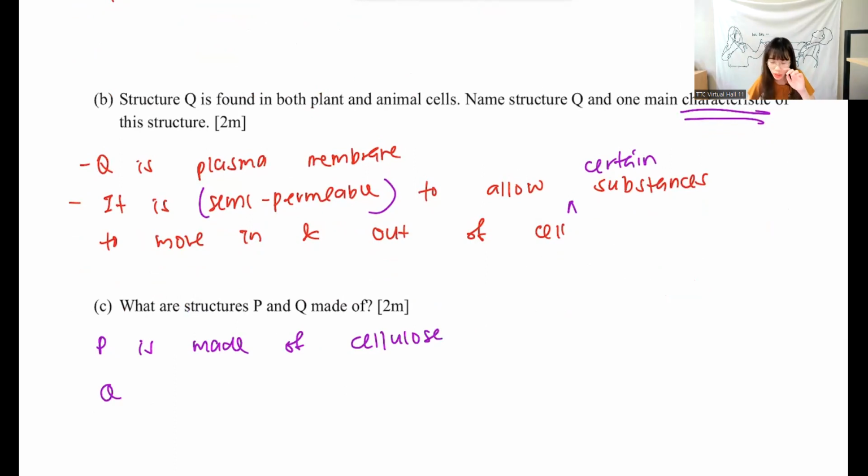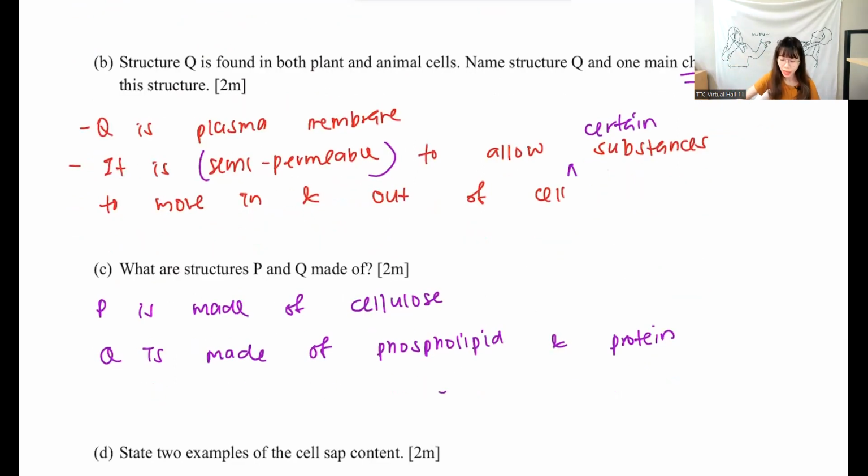Okay, these 2 things is known as phospholipid, correct? And the other one we call this as protein, correct? So Q is made of phospholipid and protein. Phospholipid and protein. If you don't remember what is a phospholipid and protein, you can look at your chapter 3 notes, so you can see that phospholipid is something like that.